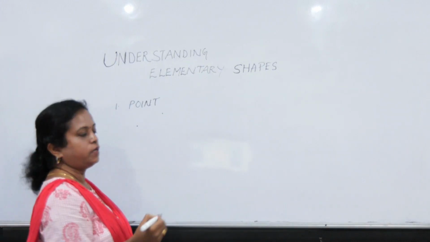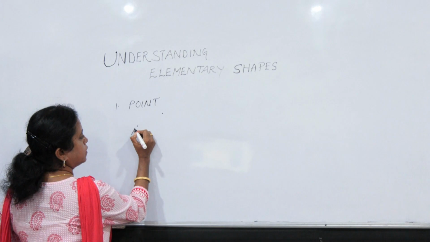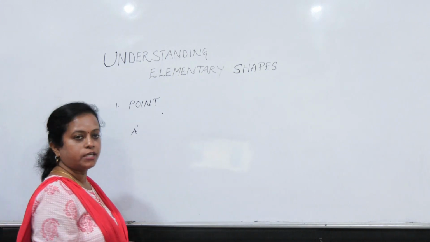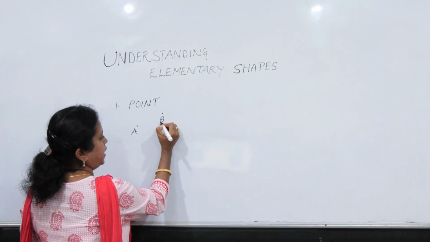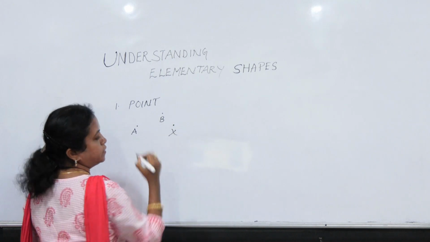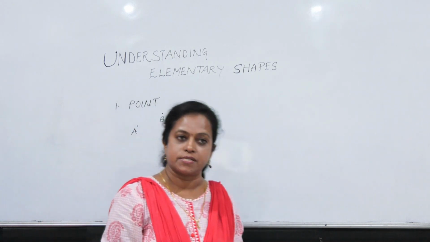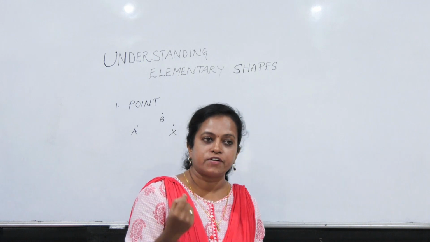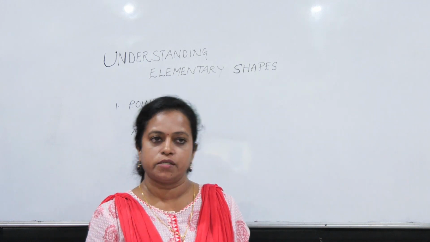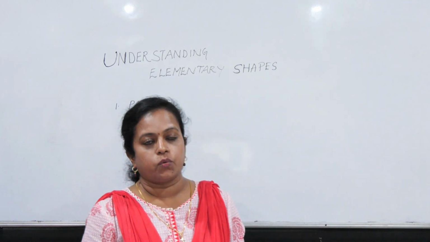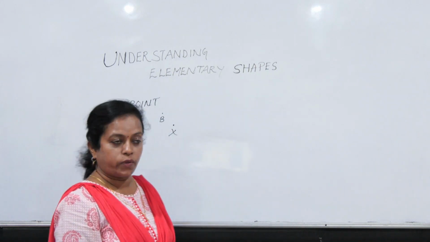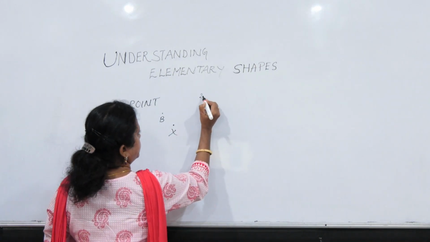And how do we name it? By using a capital letter of the English alphabet. You can use any capital letter of the English alphabet to represent a point. This is the first basic element that you should know in geometry. Now the second one. The second one here that we are going to learn is line.